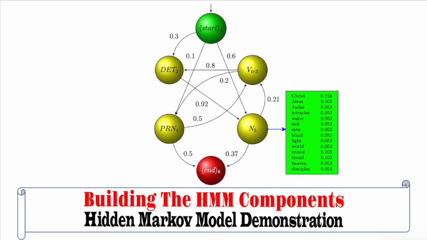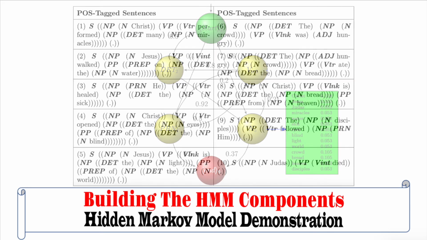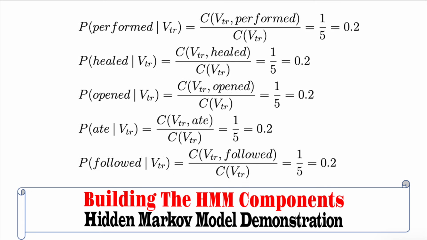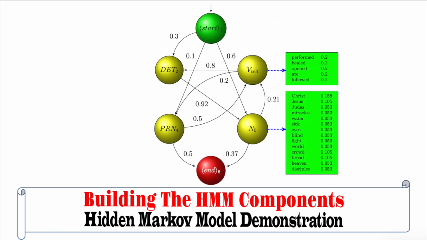Let us compute the words associated with the VTR tag for transitive verbs, as can be found in our super tiny corpus shown in the screen. The computation is shown in the screen, and the resulting graph is also shown in the screen.